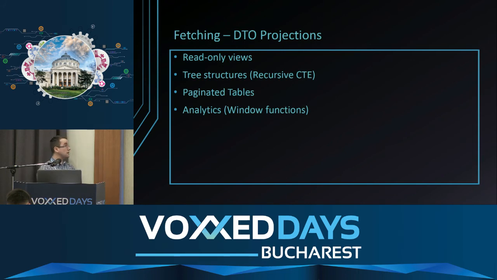Other use cases where a DTO projection makes much more sense than an entity is, for example, when you want to benefit from things that the database offers and that you otherwise will not have in JPQL, like window functions, recursive common table expressions, pivot, or any other feature that goes beyond what JPQL can offer you.